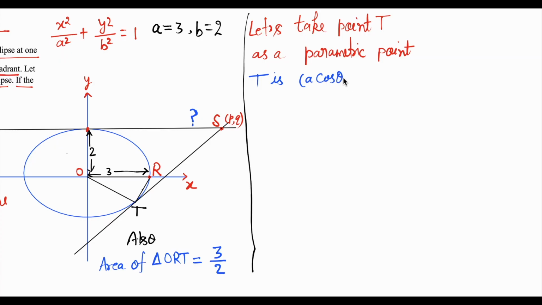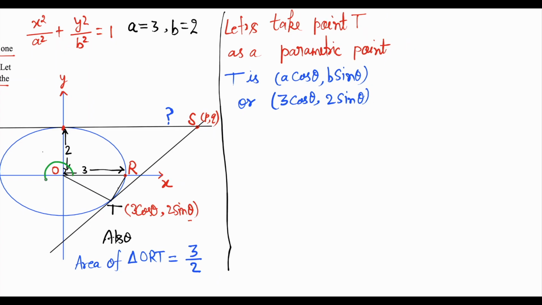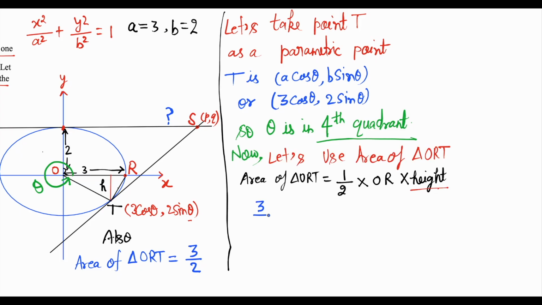We need to find the line equation of ST, but we first need to find point T. So we take point T as a parametric point, that is 3 cos theta, 2 sin theta, and also theta is in the fourth quadrant because theta is taken in the counterclockwise direction. Now we are going to use the area of triangle ORT to find the height of triangle ORT, which will provide us the y coordinate of point T.